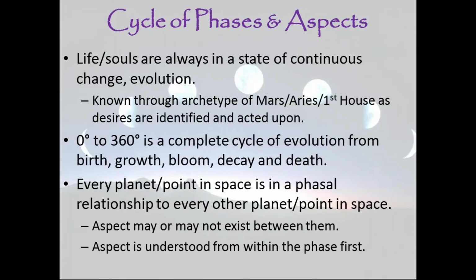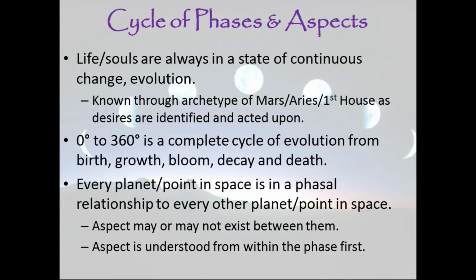And remember, life is always in a state of continuous change or evolution. We know this through the archetype of Mars, Aries, first house, as we are always identifying a desire and acting upon it. That 0 to 360 degrees is a complete cycle of evolution from birth, growth, bloom, decay, to death and rebirth again. And one more time, every planet or point in space is in a phasal relationship to every other planet and point in space, whether or not there's an aspect.